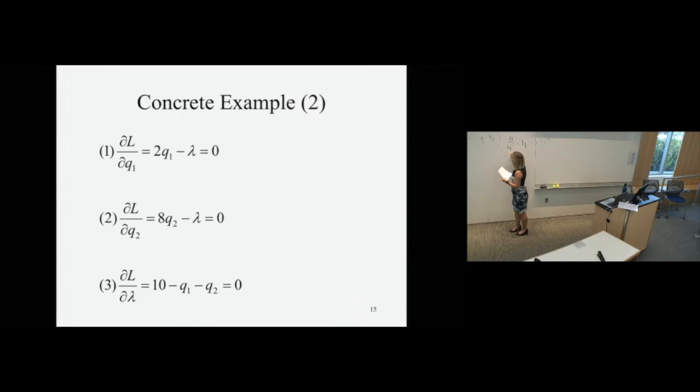Next, the partial derivative with respect to our second control variable, Q2, which is 2 times 4, 8. 2 minus 1 is 1, so it's 8Q2. And we see lambda multiplying just Q2, equal to 0. And then, once again, our constraint. The partial derivative with respect to lambda is going to be 10 minus Q1 minus Q2 equal to 0, which gives us our constraint function again.